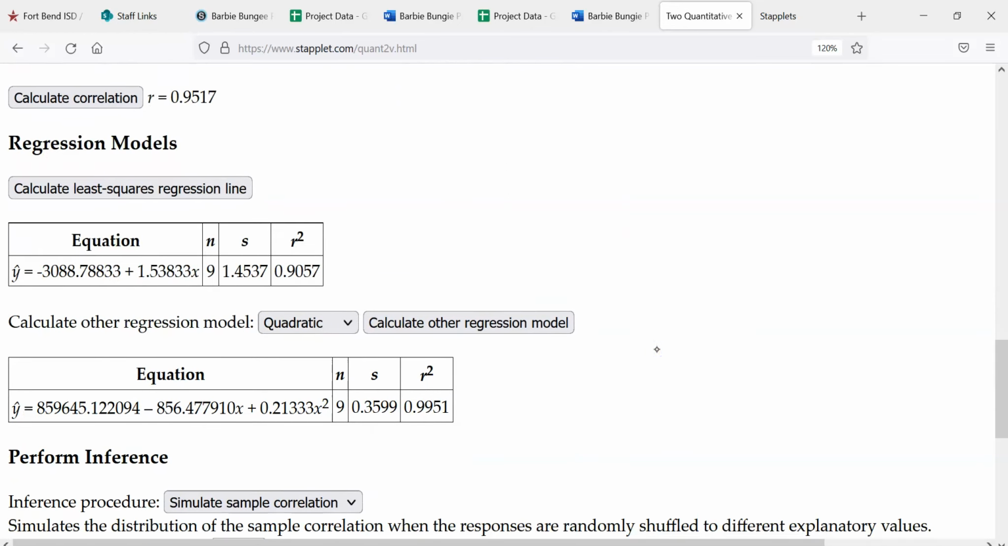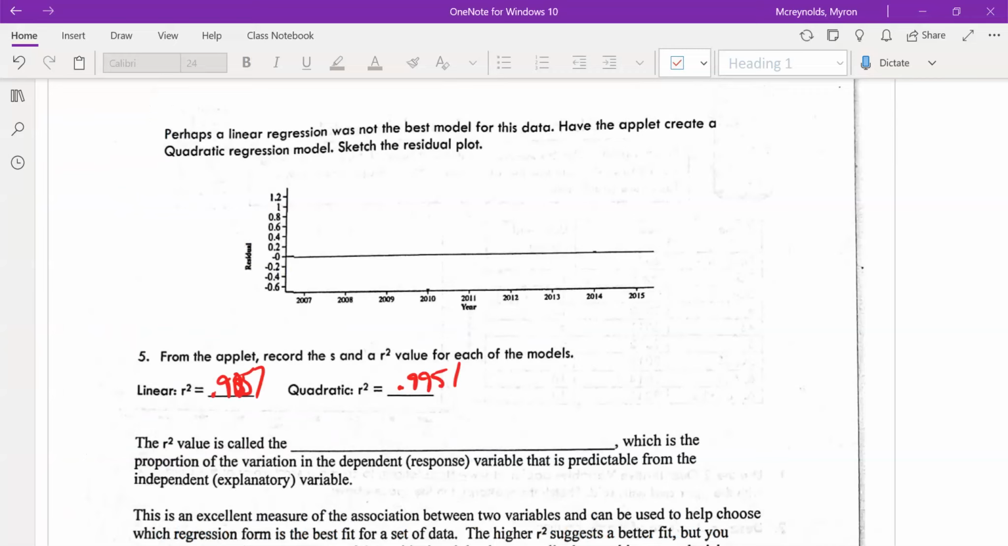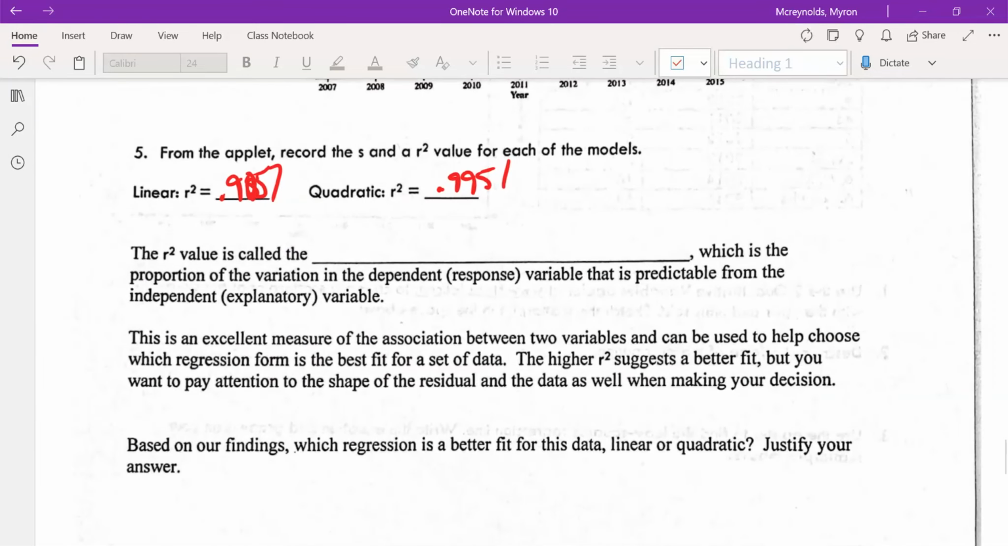And let me explain what this is, the R squared. The R squared value is called the coefficient of determination, which is the proportion or the percentage of the variation in the response that is predictable from the independent variable. It's basically a percentage of how well these two are linked together and how well they predict each other.